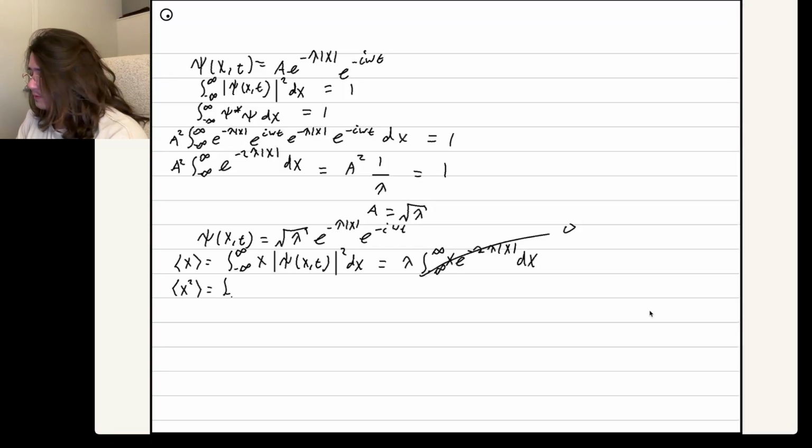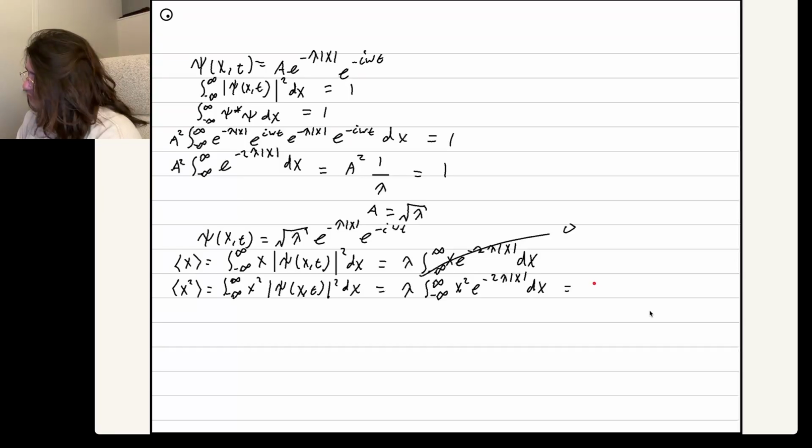The expectation value of position squared, though, being x squared times the square modulus of the wave function, will be lambda times the integral over all space of x squared e to the minus 2 lambda absolute value of x dx, which gives 1 over 2 lambda cubed, so you have lambda over 2 lambda cubed. Simplifying a bit, 1 over 2 lambda squared for your expectation value of x squared.